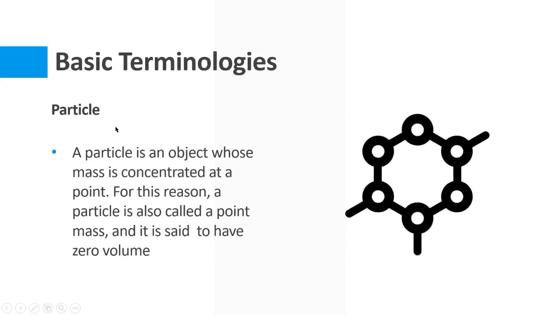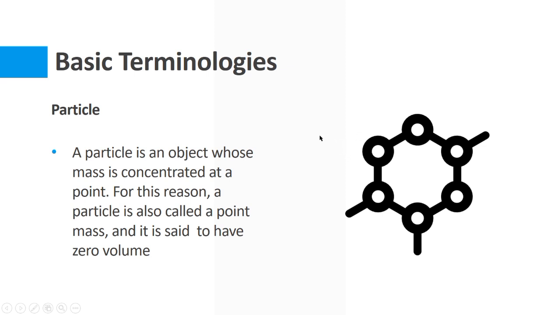Another term which is important in dynamics is particle. A particle is an object whose mass is considered at a point. For this reason, a particle is also called a point mass, and it's said to have zero volume. Now in practice, there is no body which has zero volume. But we consider zero volume in cases where we are analyzing a very large system, and the volume of the body is very small as compared to the system. Then we can consider the volume to be negligible, and we can consider it as a point mass.